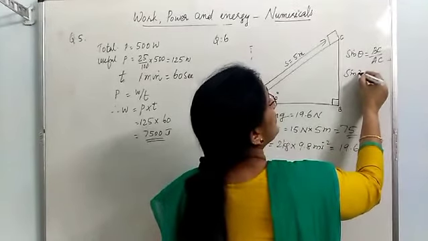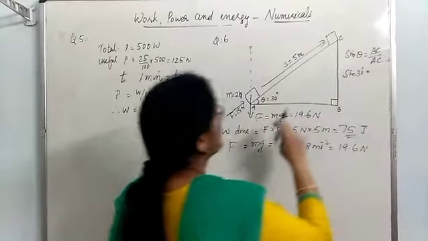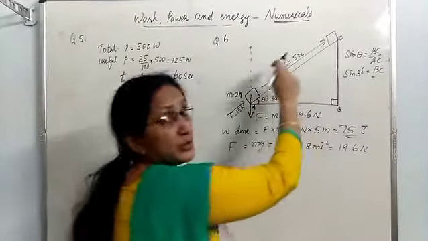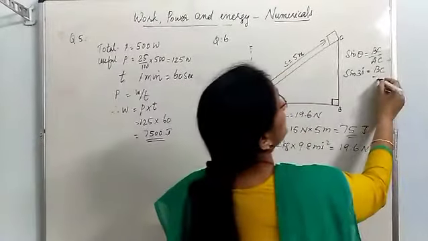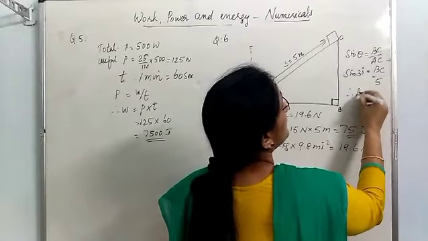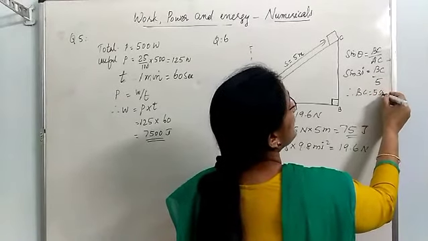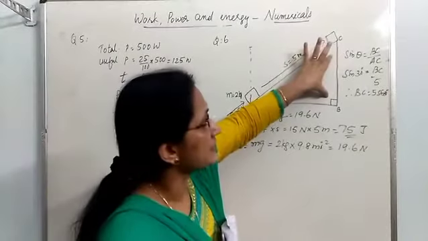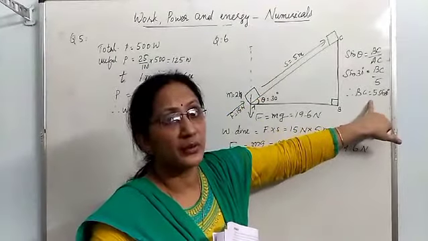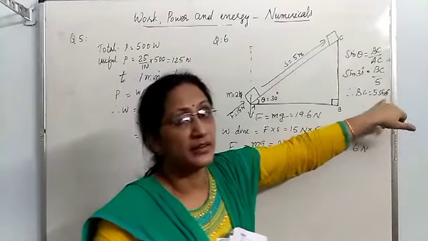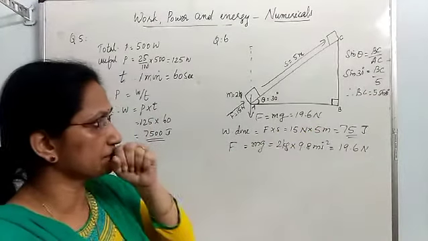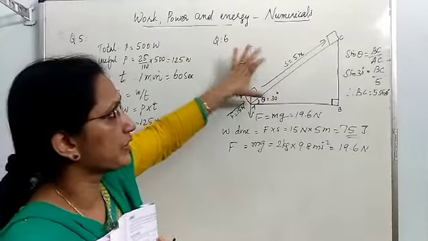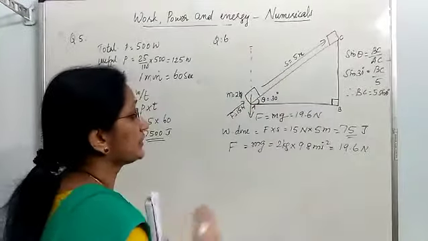Theta is 30 degree. BC unknown. AC is equal to 5. Therefore, BC is equal to 5 sine 30. This side BC, trigonometrically you can calculate, you will get it as 5 sine 30. So, the vertical displacement happening to the body is equal to 5 sine 30.